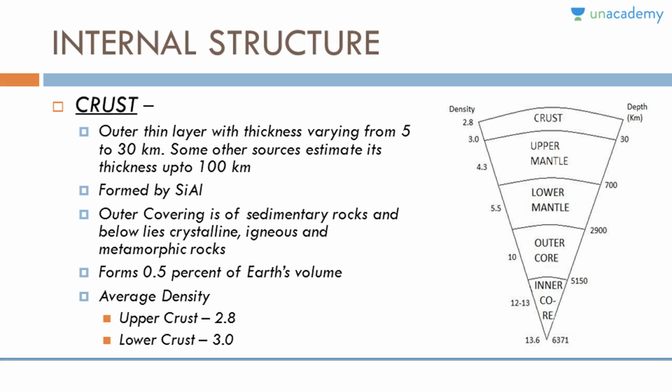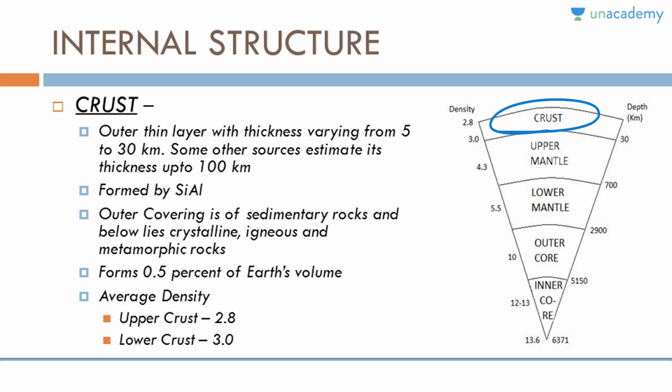The structure of Earth's interior is layered, and broadly there are three layers that can be identified, which are crust, mantle, and core. The crust is the outermost thin layer, which you can see here. Its thickness varies from 5 to 30 kilometers, and some other sources estimate its thickness to be 100 kilometers.